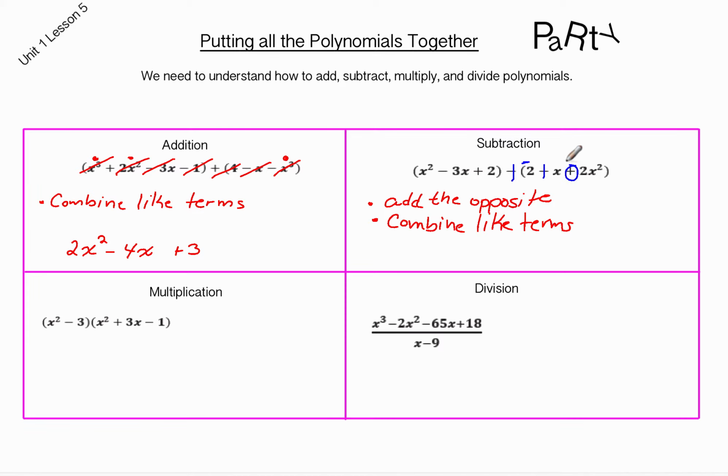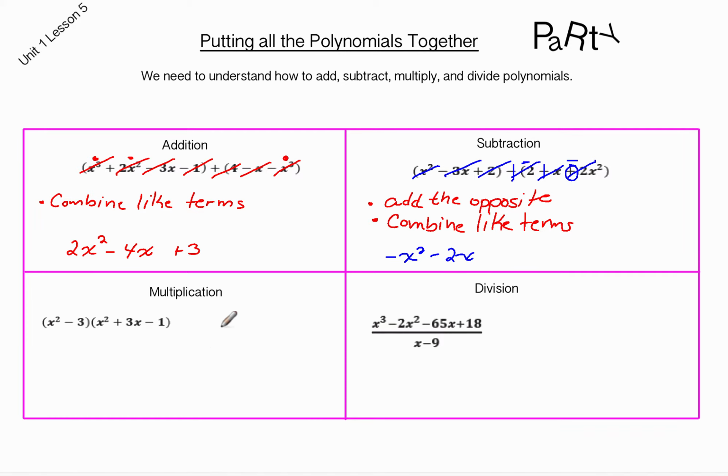changes to the opposite. X squared and a negative 2x squared is going to leave me with negative x squared. I cross those off because I've used them. A negative 3x and a positive x gets me negative 2x. And a positive 2 plus a negative 2 cancel out.